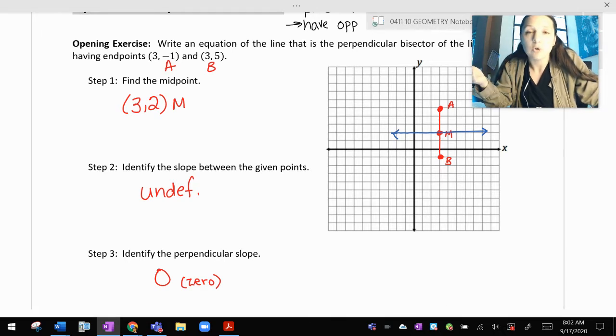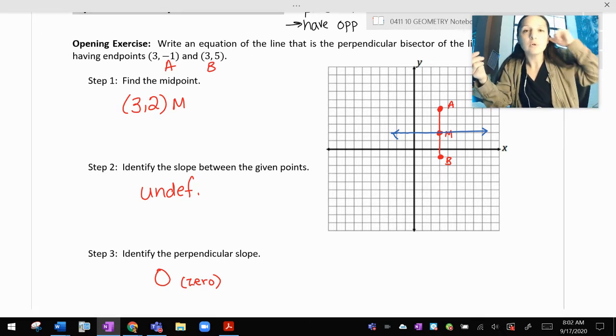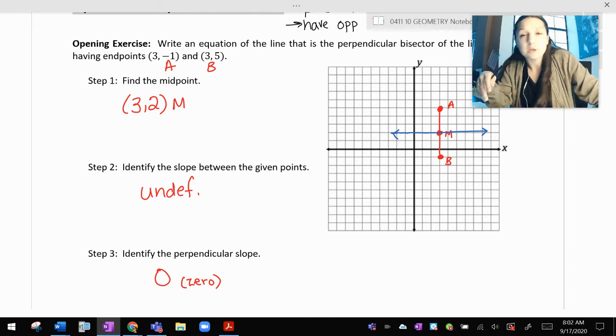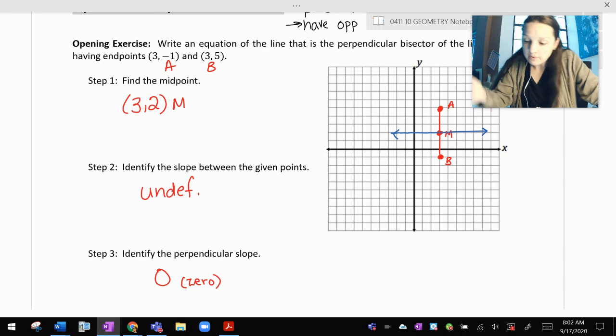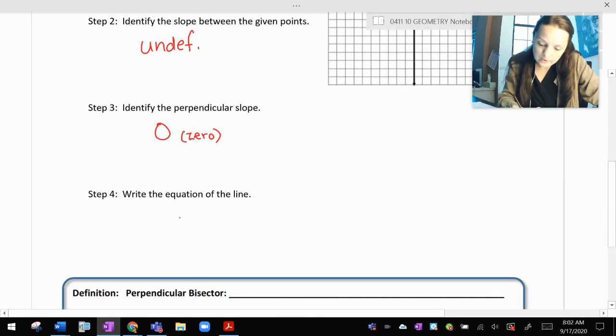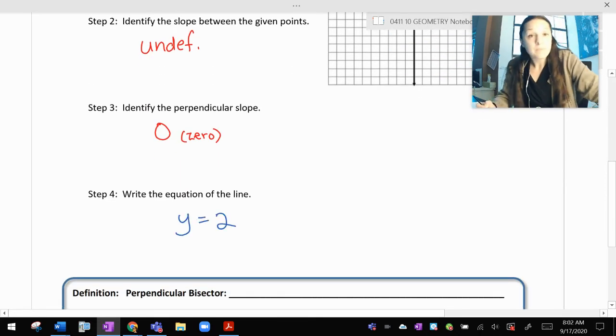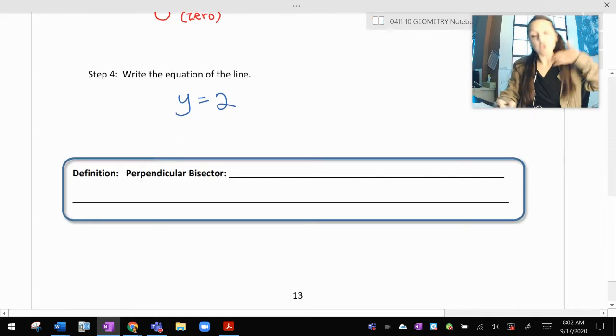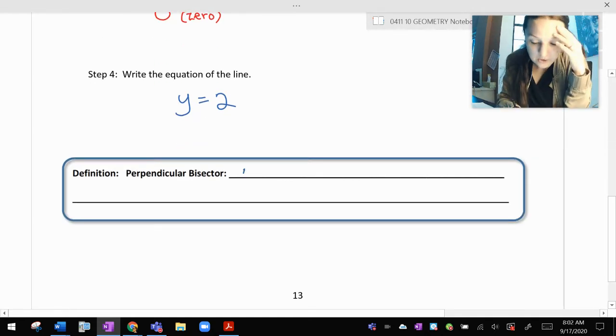Okay, don't make it any harder than it is. It's going to get harder when we have slanted lines, but when you have vertical or horizontal lines, you can just sketch in the perpendicular bisector and write the equation. Don't make life harder on yourself. What would the equation of that line be? Well, it's horizontal, so it's a y equals thing, and it passes through 2, so that would be y = 2.